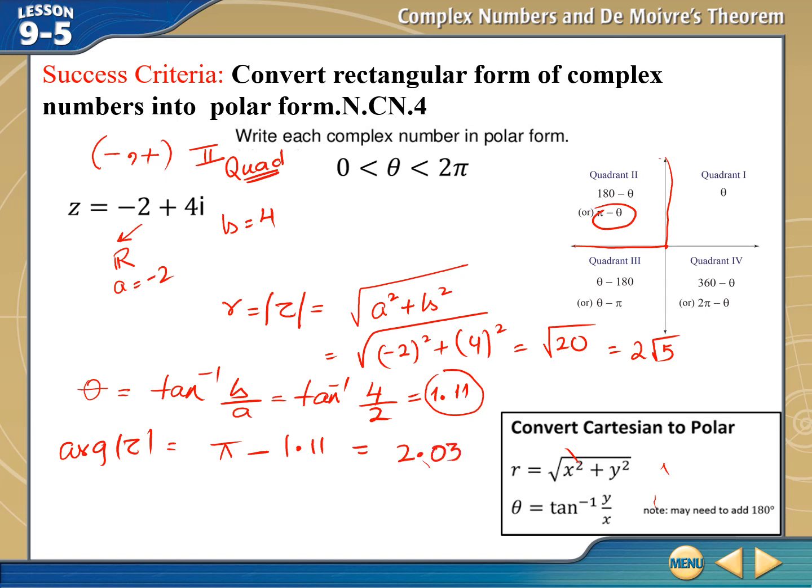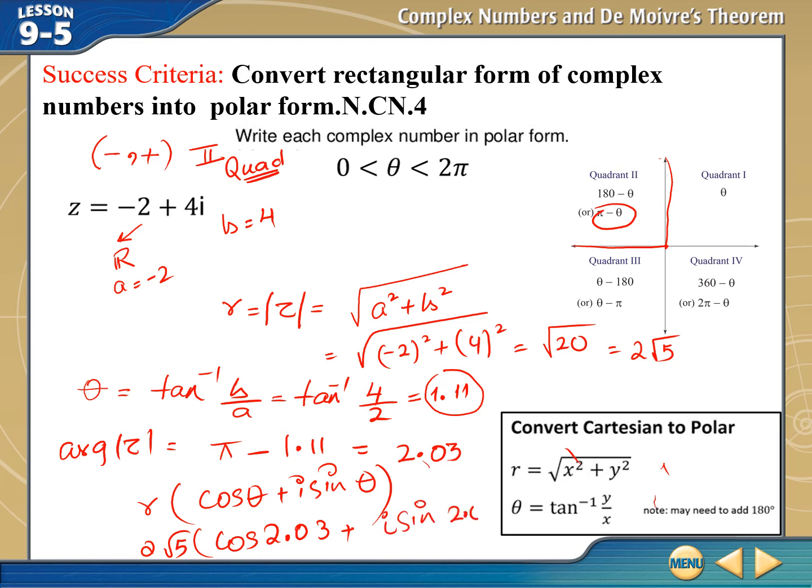Now the polar form, you have to write it as r cosine theta plus iota sine theta. So you just replace the r by 2 square root 5, and then write down cosine as it is. In place of theta, you write down 2.03, plus iota sine 2.03. So this is how we convert the rectangular form of a complex number into the polar form.